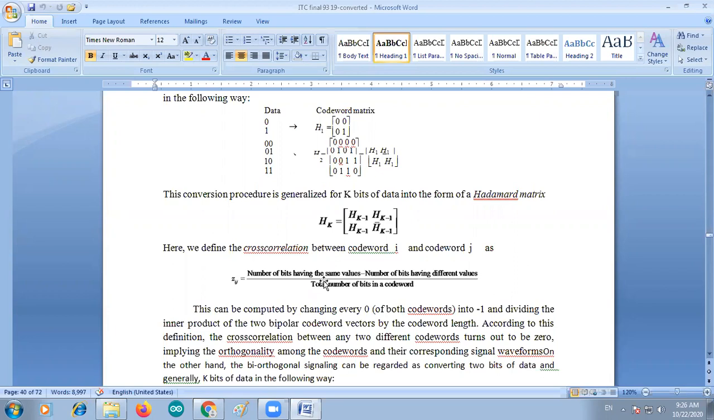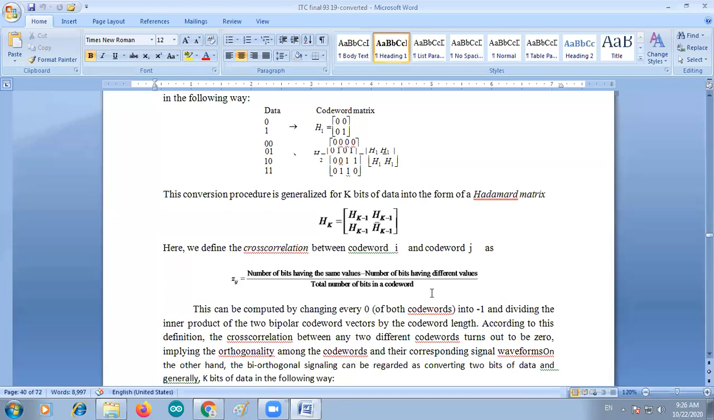In the digital domain, a number of bits are transmitted and a number of bits are received. For that, we can evaluate the cross correlation process. It is Zij, the parameter of the cross correlation. Zij is equal to the number of bits having the same value minus the number of bits having different values, divided by the total number of bits. The code word.